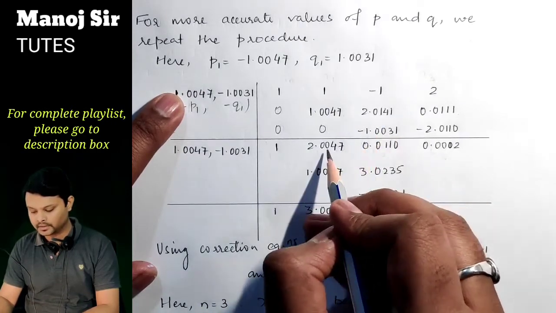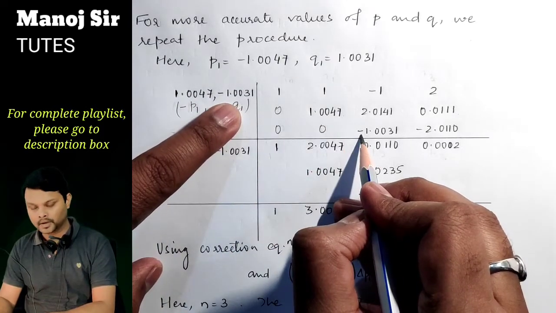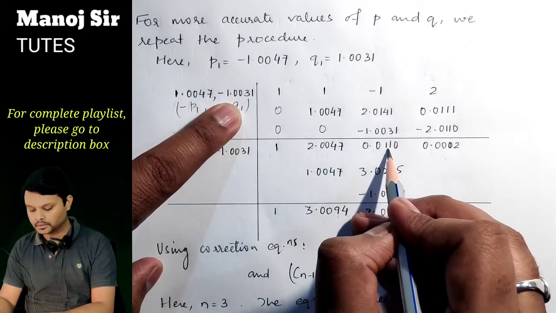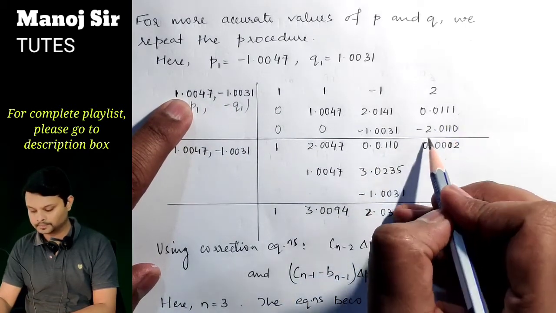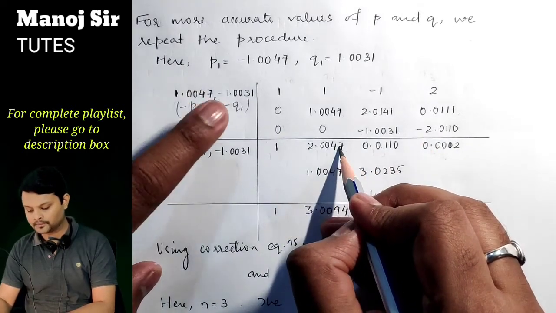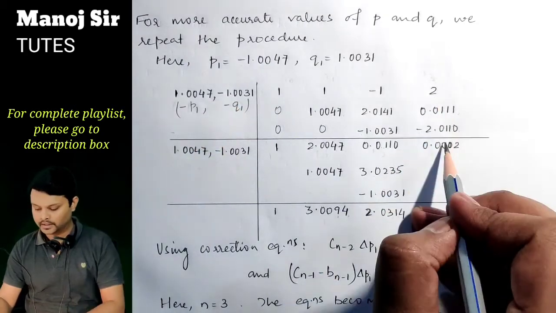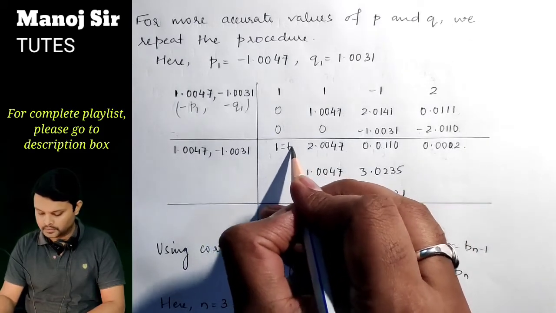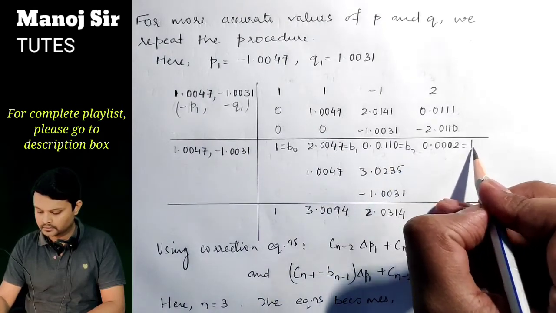To find this value, we'll take the previous value of this, that is 1. 1 into this value will be minus 1.0031. On adding these three values, you will get 0.0110. Now again multiply this with this, you will get 0.0111. Now to get this value, we'll take the previous value of this, that is 2.0047, into this value, that is minus 2.0110. On adding these three values, you will get 0.0002. This is the value of B0, this is B1, this is B2, and this is B3.